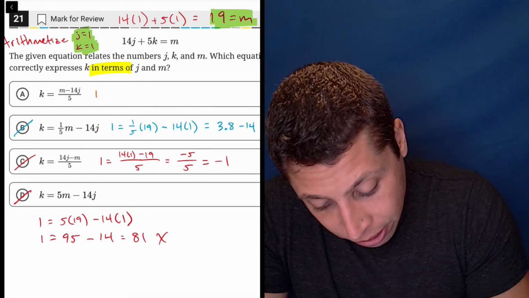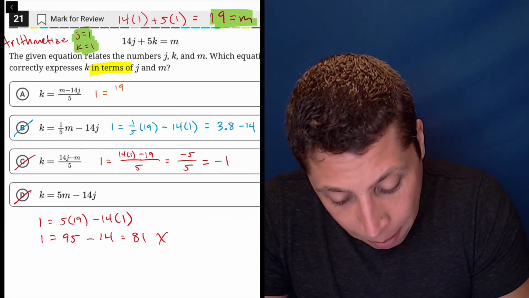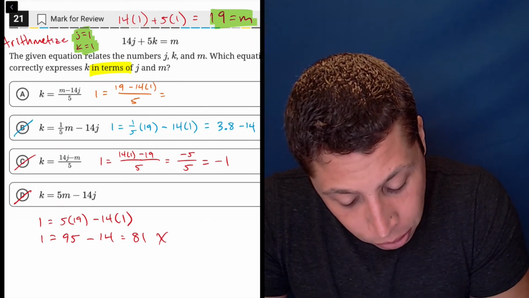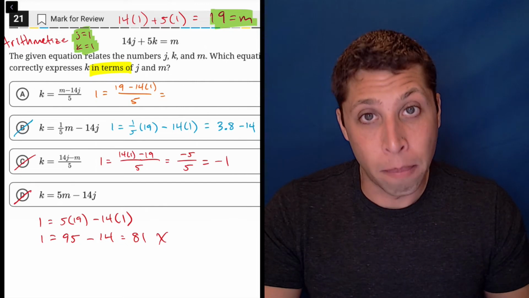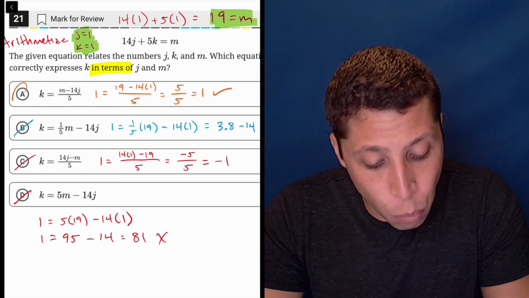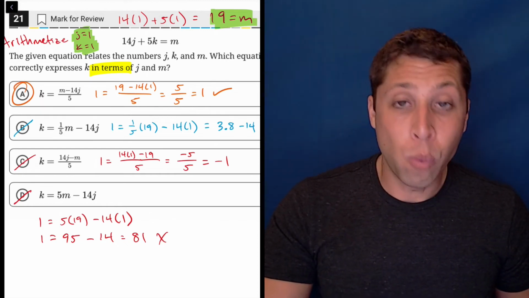In this case, we still have K is 1, M is 19, J is 1, and that's over 5. So what happens? Well, 19 minus 14 is 5, and 5 divided by 5 is 1. So there we go. That worked.